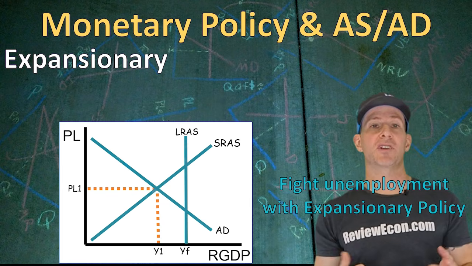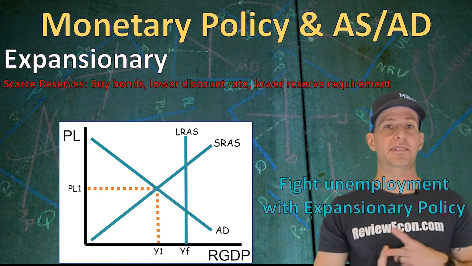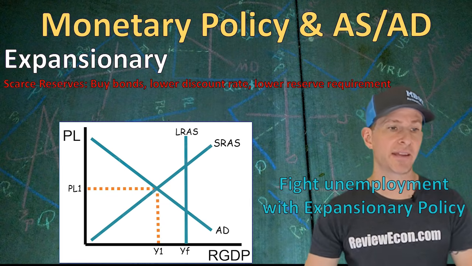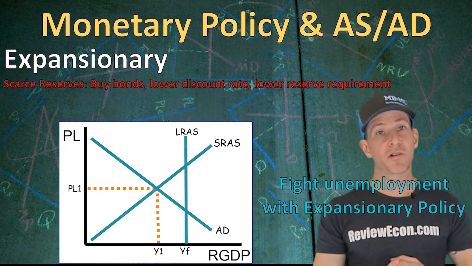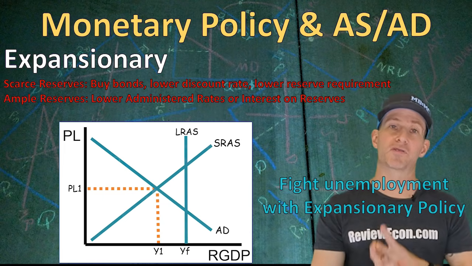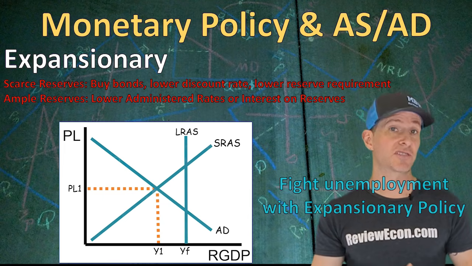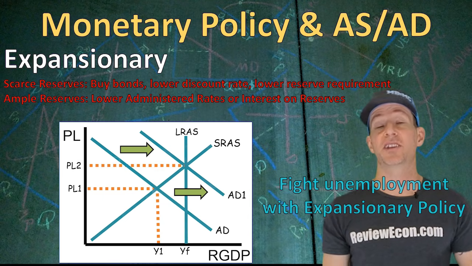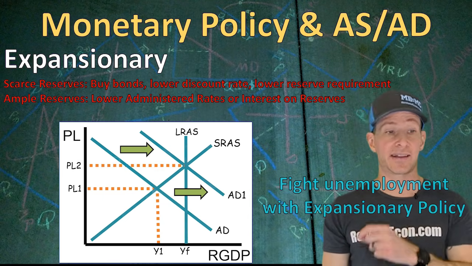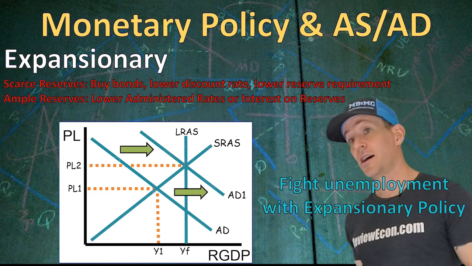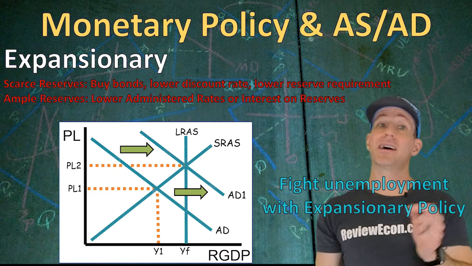If we have scarce reserves, they will buy bonds, lower the discount rate, or lower the reserve requirement. If we have ample reserves, they're going to lower administered rates or interest on reserves. Lower interest rates from either policy are going to increase gross investment, and that's going to shift that aggregate demand curve to the right, and that will increase real output up to YF. But we will have higher price levels as a result.